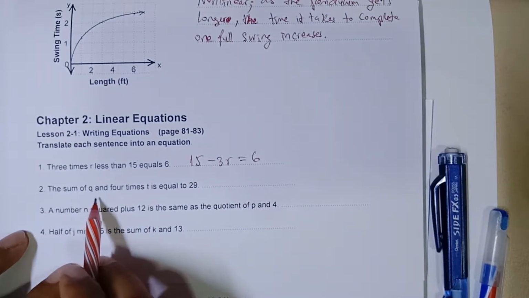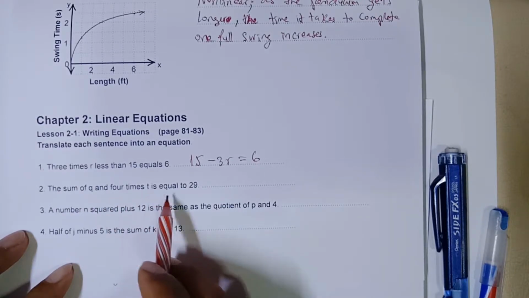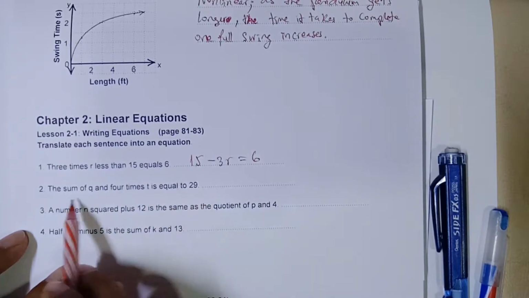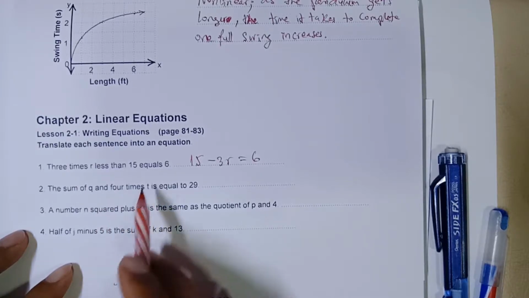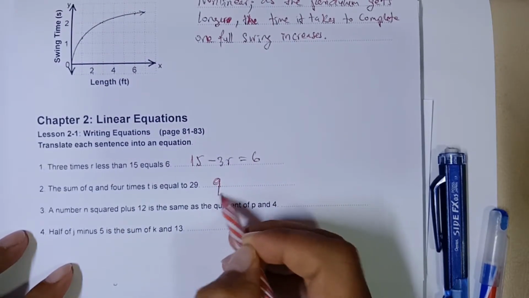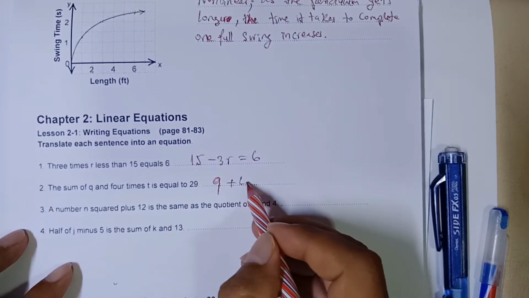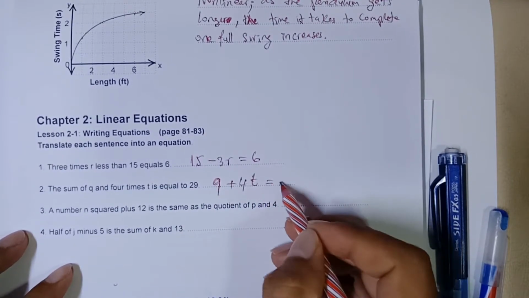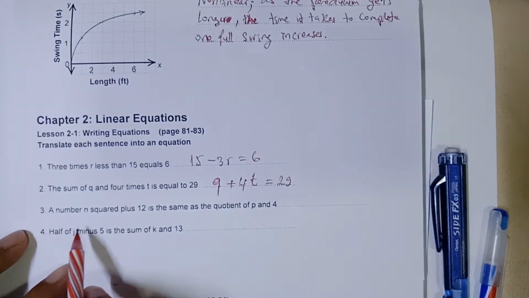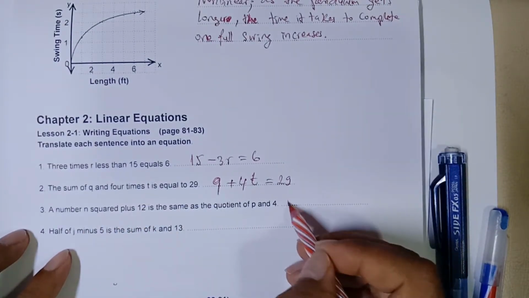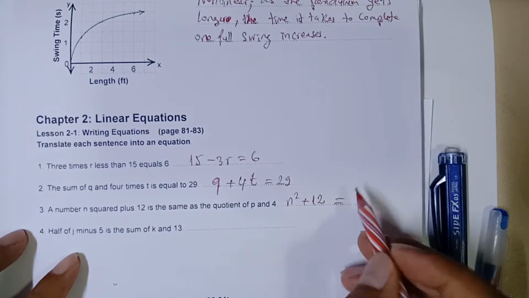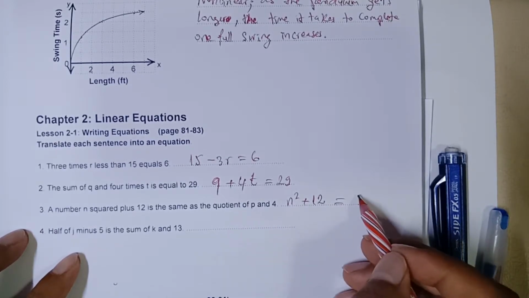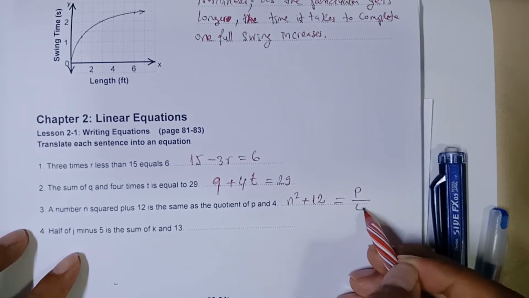Number 2: the sum of q and 4 times t is equal to 29. The sum means plus, the sum of q and 4 times t, so q plus 4t equals 29. Number 3: a number n squared plus 12 is the same, which means equal, the quotient of p and 4. So the quotient of p and 4.